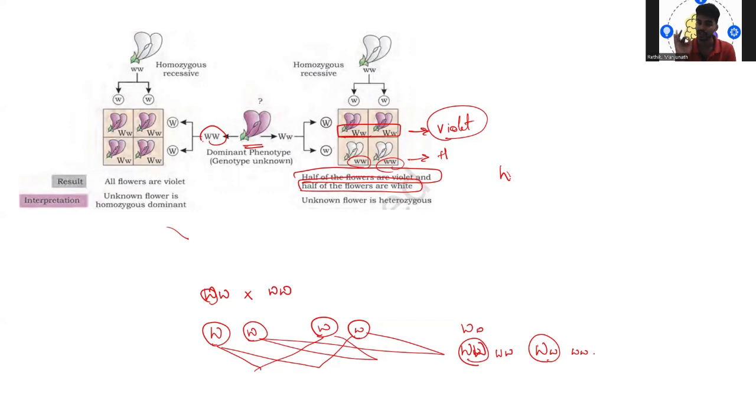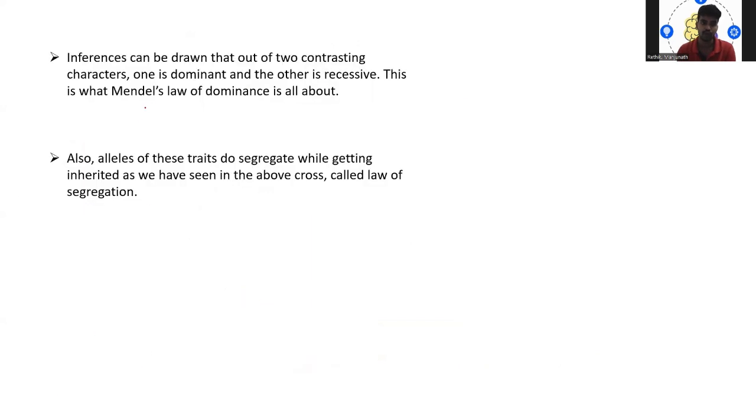So based on these observations, he proposed two very important laws. The first law is Mendel's law of dominance, and the second one is the law of segregation. According to Mendel's law of dominance, the inference that can be drawn is that out of two contrasting characters, one is dominant and the other one is recessive.